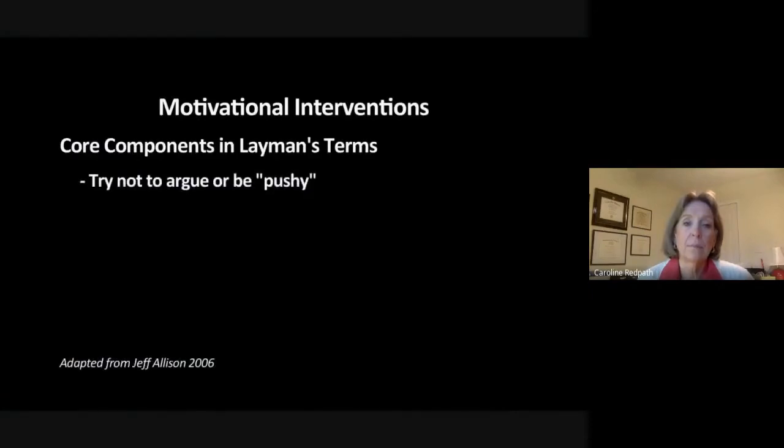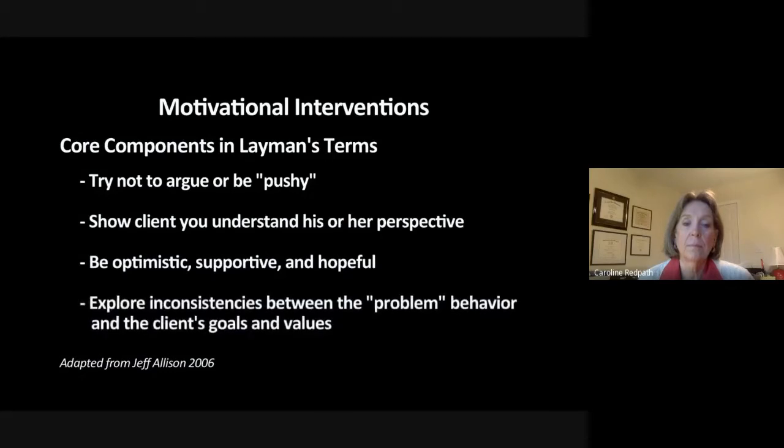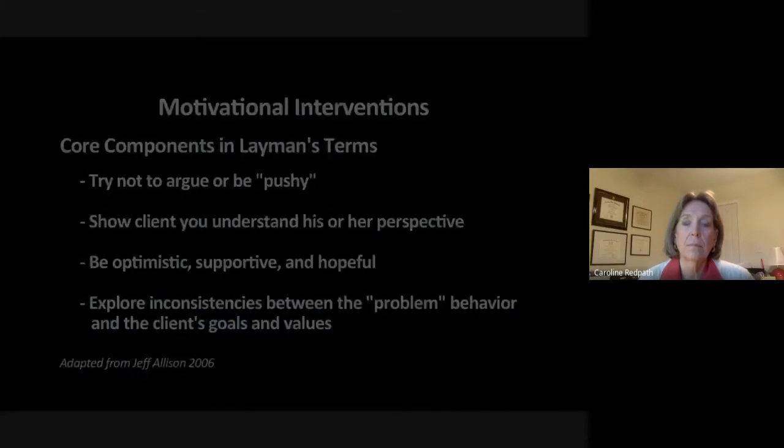We're trying to just not argue, not be pushy with our patients. We're trying to show them that we understand their perspective. So that's really expressing empathy. We're trying to be optimistic, supportive, and hopeful, which is supporting self-efficacy. And we're trying to help them see the conflict in their problem behavior and their important goals and values. Okay? So we're trying to help them have a discussion where they can possibly see that there's an inconsistency in the way they're behaving and their important goals or values.